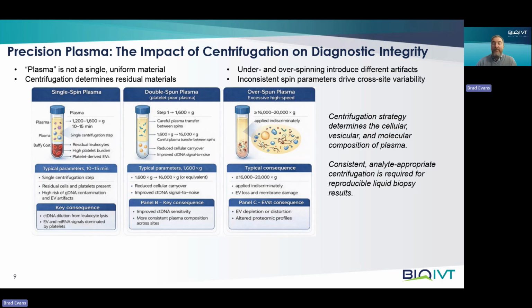And this is where the table at the bottom becomes practical. It links centrifugation strategy directly to the primary analyte. For ctDNA, double-spun plasma is typically recommended because it minimizes leukocyte and platelet DNA contamination.